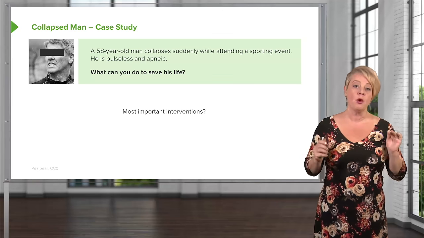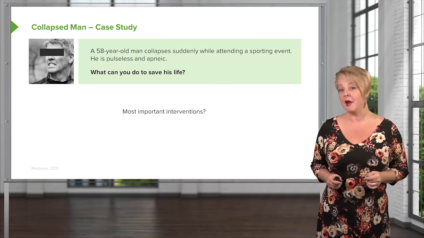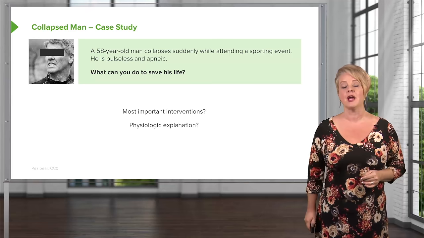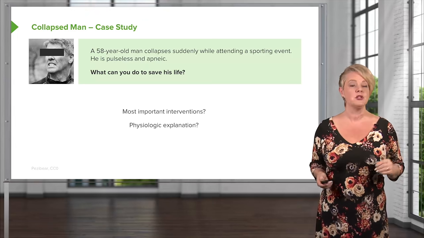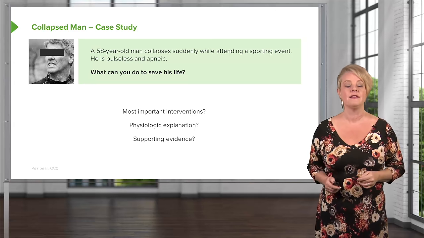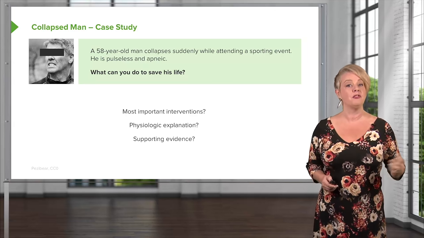We're going to talk about the most important interventions that you can perform right there on the scene that are most likely to improve his outcome. We're going to talk about why this happened physiologically, what might be going on with him, and we're going to talk about the supporting evidence that helps us know what the most effective interventions are.